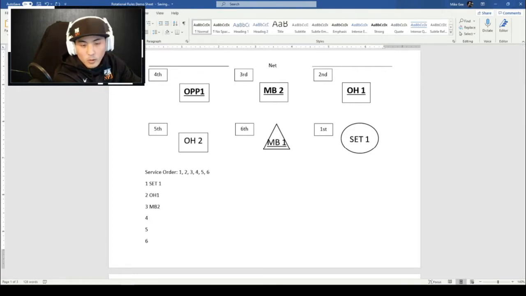Player in zone 4, or fourth in line to serve, is the op 1. The player in zone 5, or fifth in line to serve, is the OH2. And the sixth player, or the player in zone 6, is going to be the middle blocker 1.